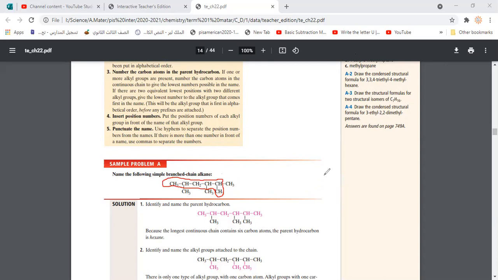So it's still hexane. And then you start to find where the branches are. You're going to find there is a methyl group on carbon number 2, a methyl group on carbon number 3, and a methyl group on carbon number 5, because we start to count from the side that is nearest to the branches.